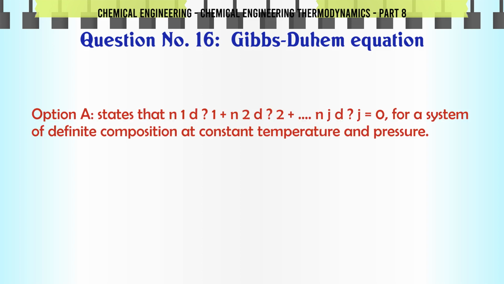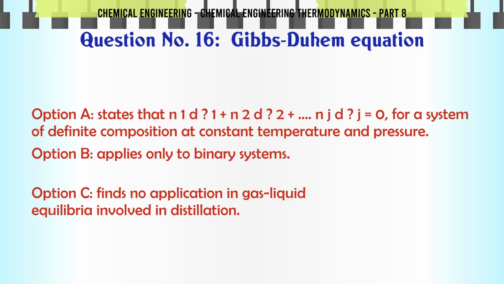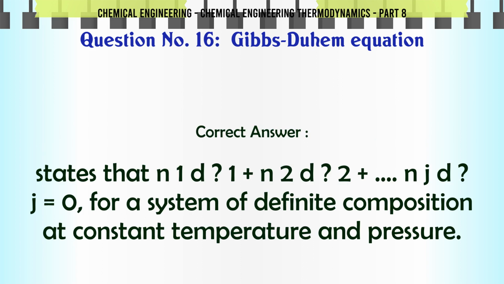Gibbs-Duhem equation: A. States that N1dμ1 + N2dμ2 + ... + Njdμj = 0 for a system of definite composition at constant temperature and pressure. B. Applies only to binary systems. C. Finds no application in gas-liquid equilibria involved in distillation. D. None of these. The correct answer is A: it states that N1dμ1 + N2dμ2 + ... + Njdμj = 0 for a system of definite composition at constant temperature and pressure.